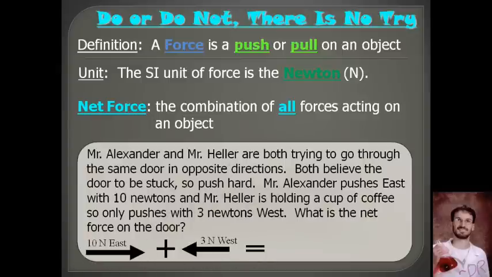Alright, so here we have Mr. Alexander and Mr. Heller. They're both trying to go through the same door, but in opposite directions. Both believe the door's stuck, so they start pushing harder. Mr. Alexander pushes east with 10 newtons, and Mr. Heller, holding a cup of coffee, can only push with 3 newtons. What's going to happen here with the door? If they're going in the same direction, you add them together. If they're going in opposite directions, you subtract them and figure out who wins. In this case, the door is going to experience a net force of 7 newtons to the east, and it's going to swing, and poor Mr. Heller's probably going to be wearing his coffee.